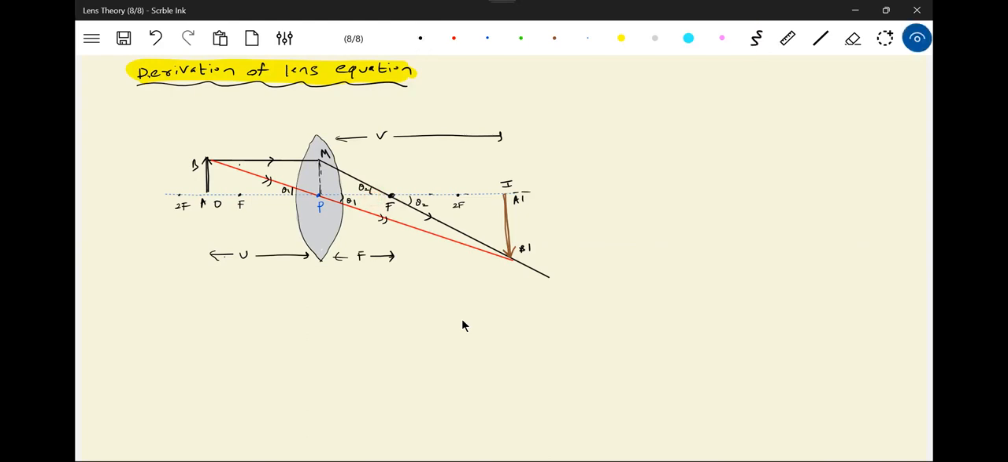I don't know, in books this topic is missing, but this is something very fundamental for us. The medium on either side of the lens, let it be A. Looking at the triangle, tan theta 1 should be equal to AB by PA, which is equal to PM by PA, because AB equals PM. From the other triangle, tan theta 1 is A dash B dash by PA dash.